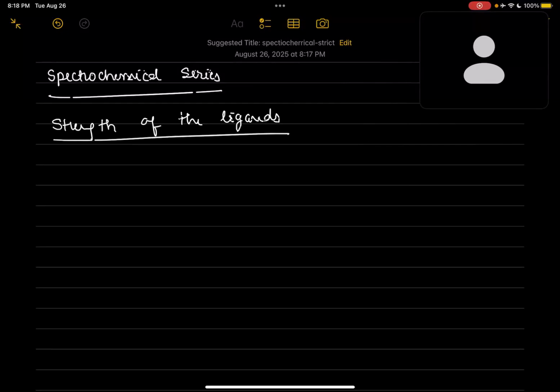So first of all, the halogens are weak ligands. Got it? Is it clear? Halogens are weak ligands. So you have I minus, Br minus, SCN minus. SCN is thiocyanate, an example of an ambidentate ligand. Got it? Is it clear?